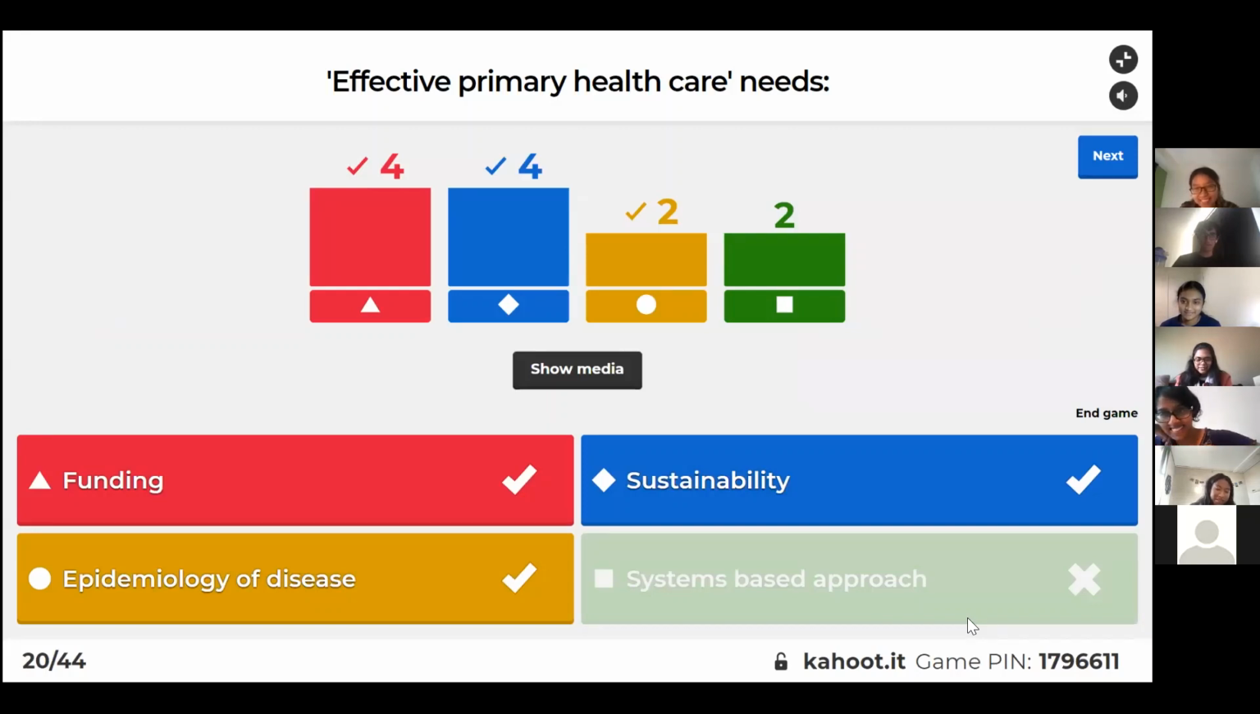Okay, so for this question, I tried to catch a few people out. So in terms of effective primary healthcare, it's actually more patient-centered. It's around the patient taking responsibility for their health, and it's not really a systems-based approach. So one point to keep in mind.